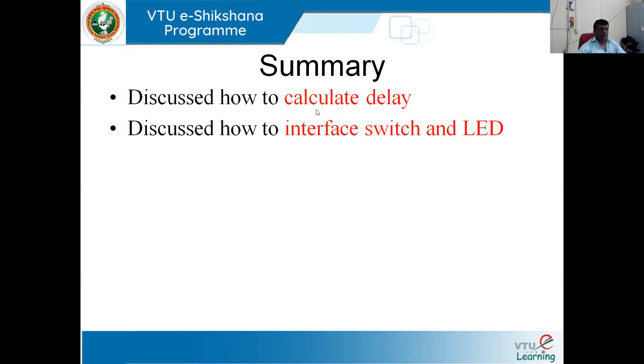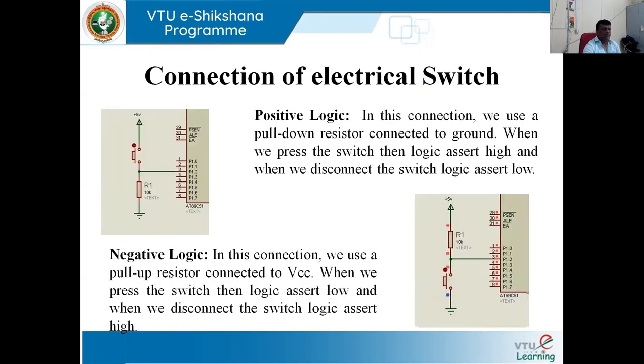Okay. So the summary of today's discussion is what? We have discussed how to calculate the delay, depending on the parameters which are given to us. The first and foremost parameter we know is the clock frequency of the microcontroller. In this case, we have assumed it to be 12 megahertz. Taking that 12 megahertz, we calculated 12 megahertz divided by 12, that is, we got 1 megahertz. And with that 1 megahertz, we calculated T is equal to 1 by F, that comes to 1 by 1 megahertz, that is 1 microsecond.